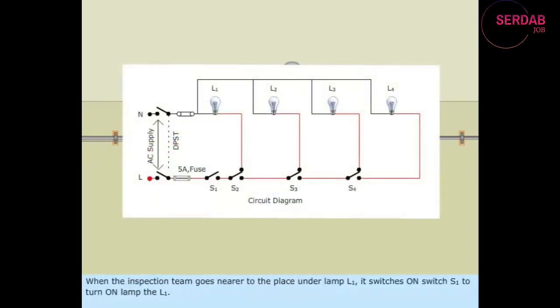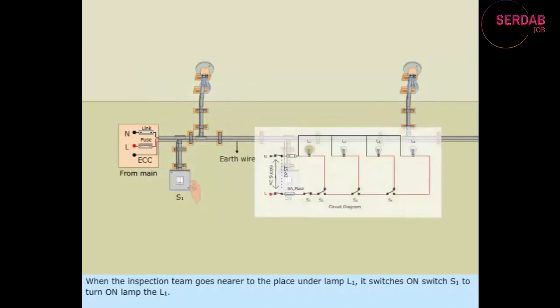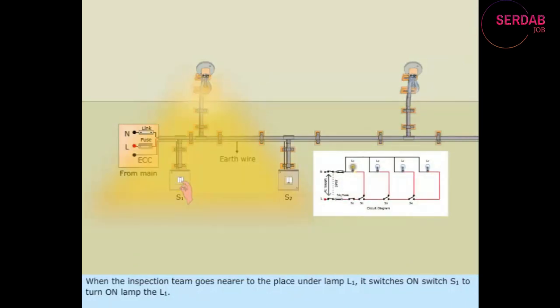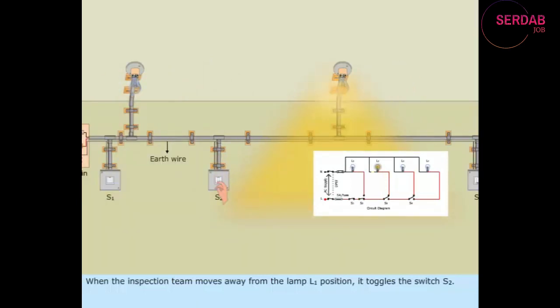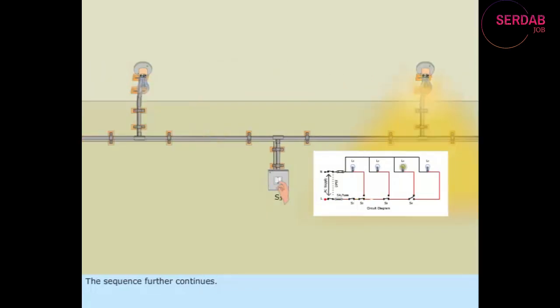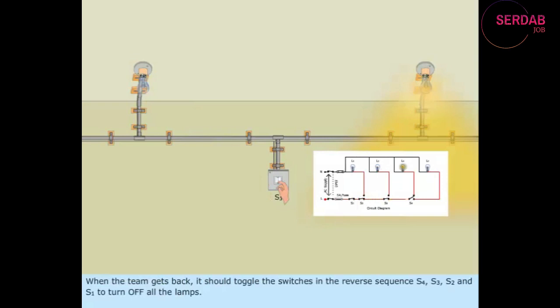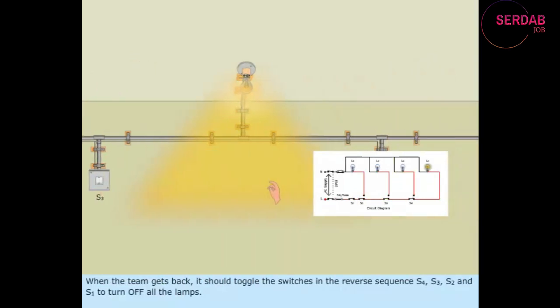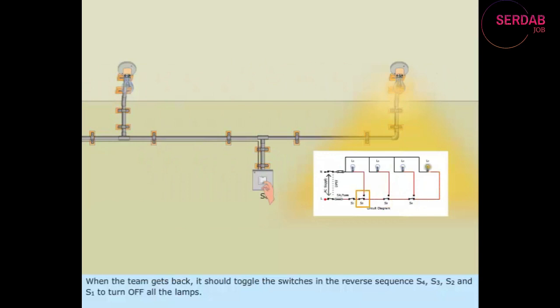When the inspection team goes nearer to the place under lamp L1, it switches on switch S1 to turn on the lamp L1. When the inspection team moves away from lamp L1 position, it toggles the switch S2. This operation switches off the lamp L1 and switches on lamp L2. The sequence further continues. When the team gets back, it should toggle the switches in the reverse sequence S4, S3, S2, and S1 to turn off all the lamps.